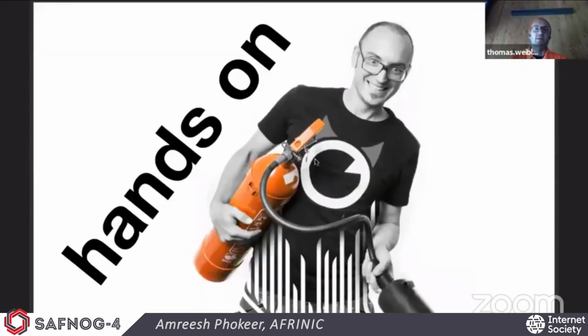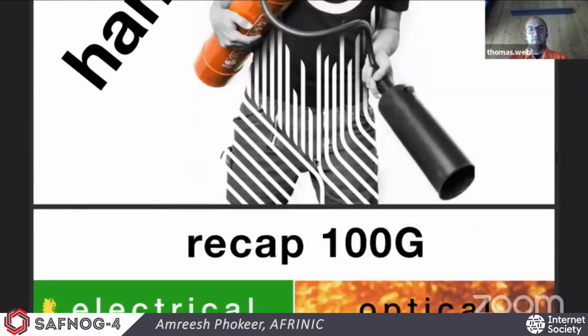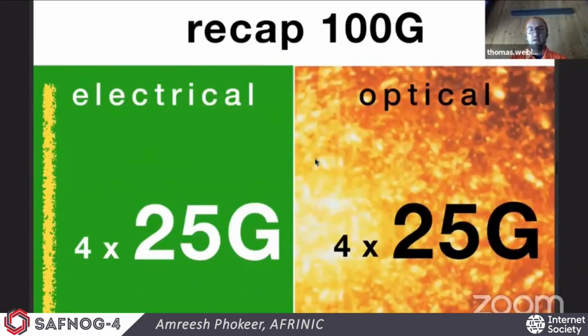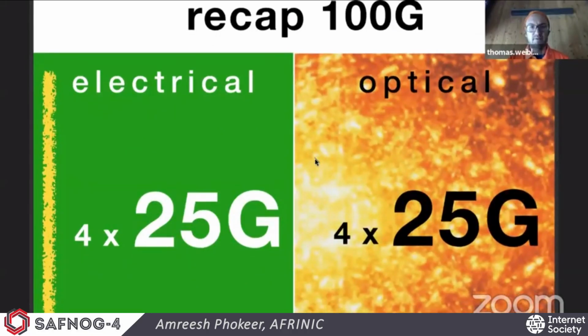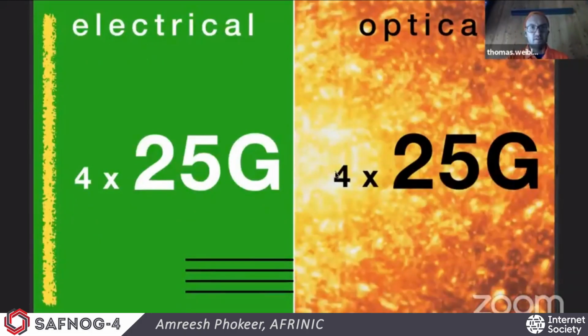But how is this implemented now in transceivers? And that's what I'm going to show. I first want to do a recap on 100 gigabit. So opening up a... the zoom is somehow a little bit bigger than on my screen. I just get rid of the headline.